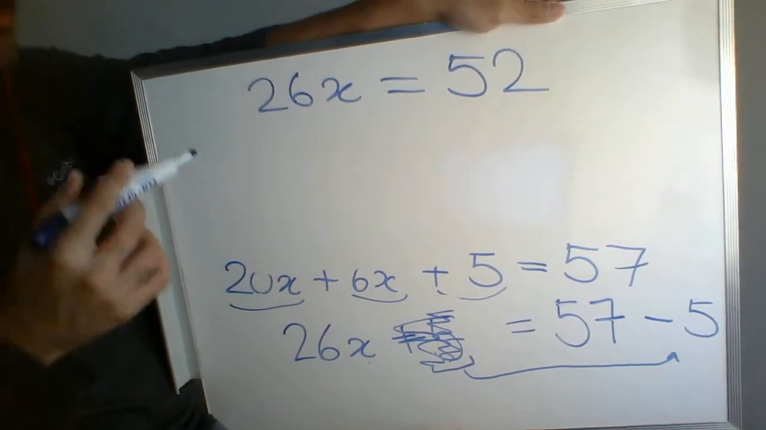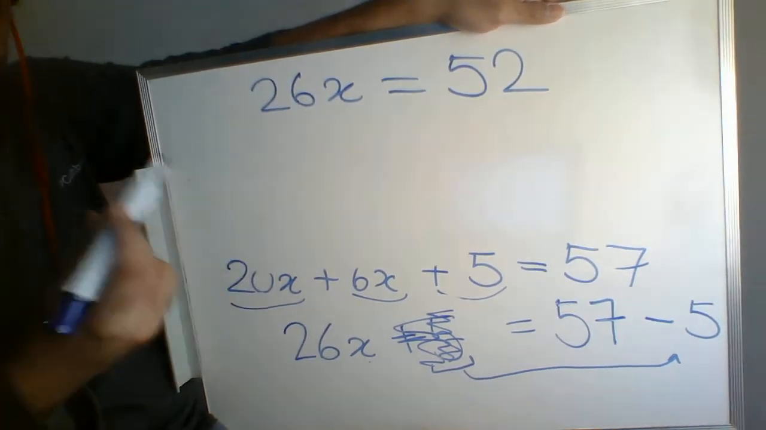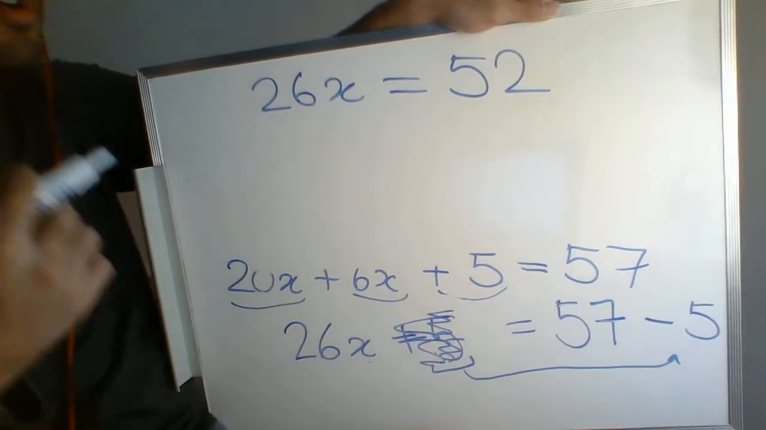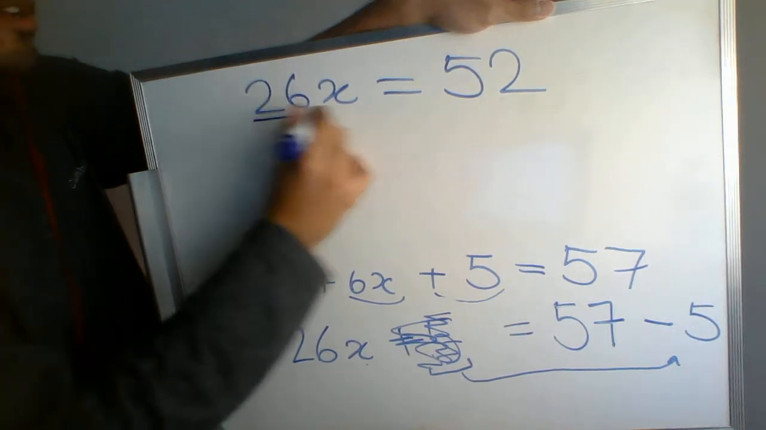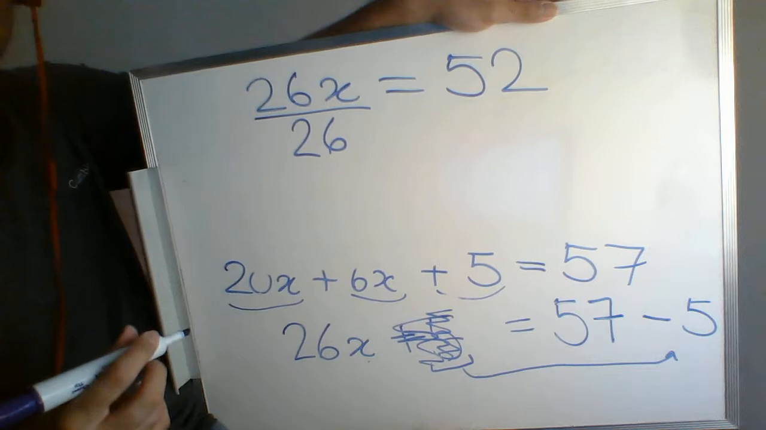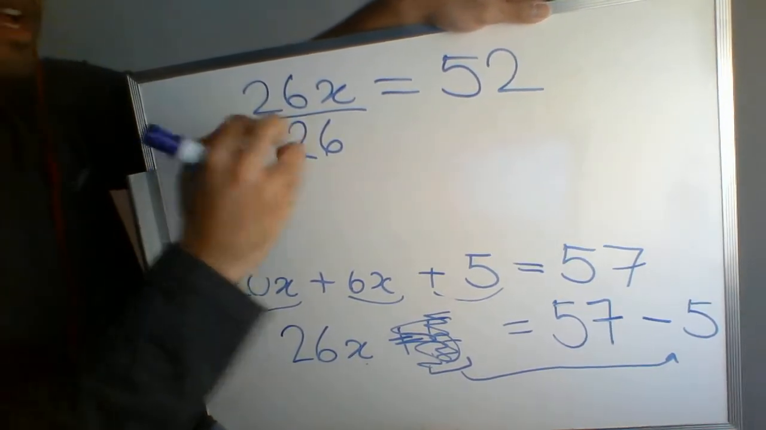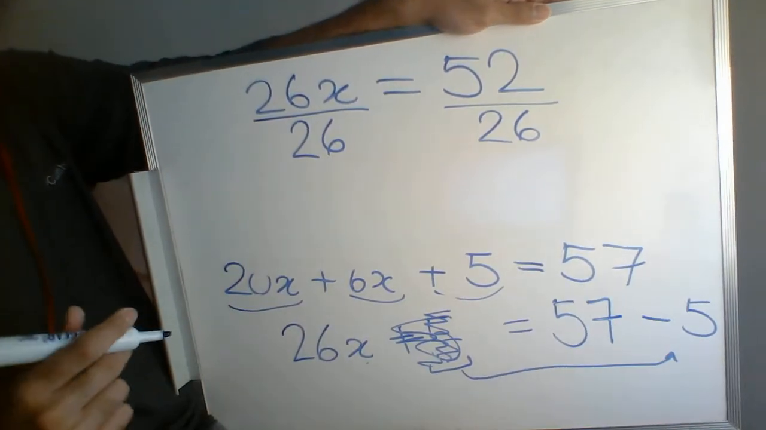Now we don't want the 26 to be attached to this x. I didn't ask what x multiplied by 26 is equal to. I want to know what x is equal to. So I don't want it to be multiplied by 26. To undo this multiplication by 26, I'm going to divide by 26. But if I'm dividing by 26 on this side, then I also have to divide by 26 on that side.